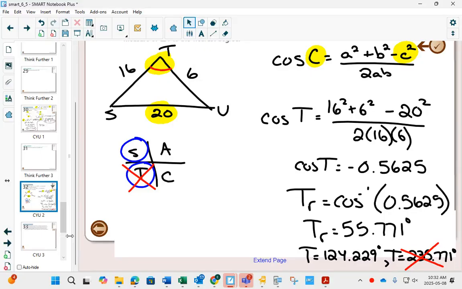Okay? This time we got a negative. That negative for cos told us it had to be in quadrant 2 or 3 according to the CAST rule. And of course, only 2 makes sense, which makes it an obtuse angle.